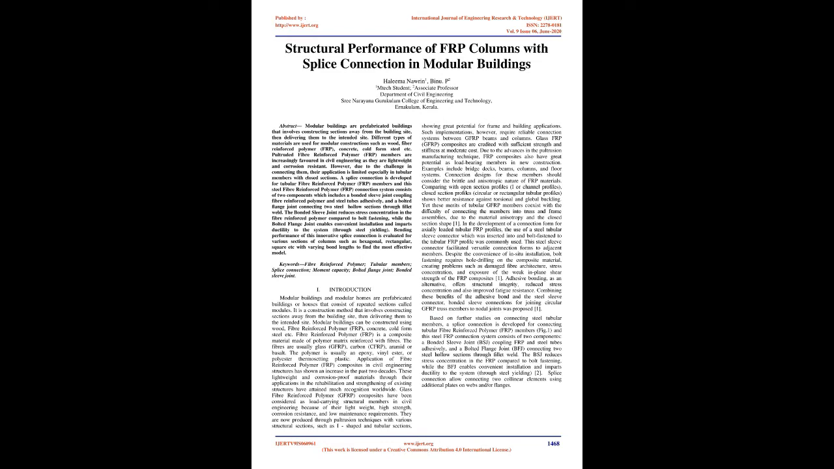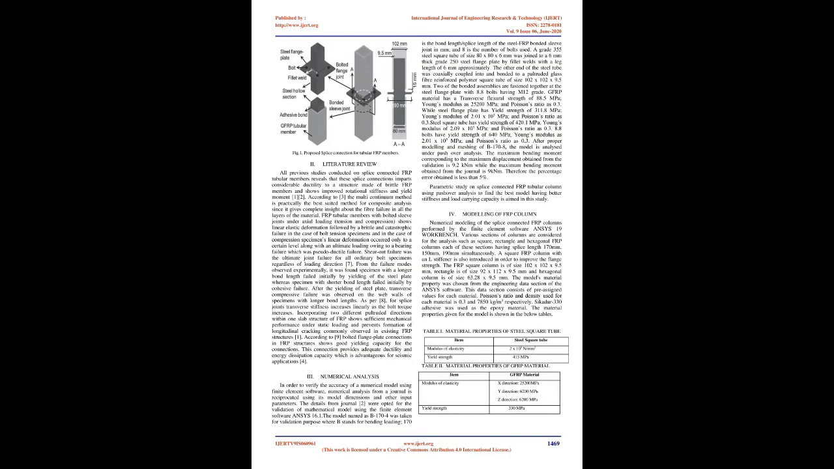In the development of a connection form for axially loaded tubular FRP profiles, the use of a steel tubular sleeve connector which was inserted into and bolt fastened to the tubular FRP profile was commonly used. This steel sleeve connector facilitated versatile connection forms to adjacent members. Despite the convenience of in-situ installation, bolt fastening requires hole drilling on the composite material, creating problems such as damaged fibre architecture, stress concentration, and exposure of the weak in-plane shear strength of the FRP composites.